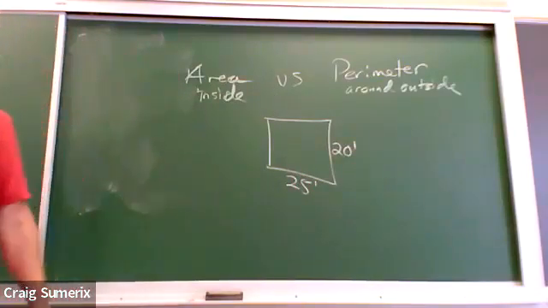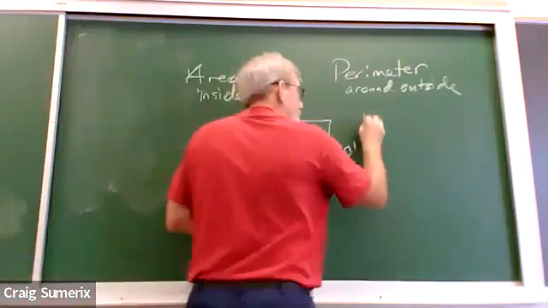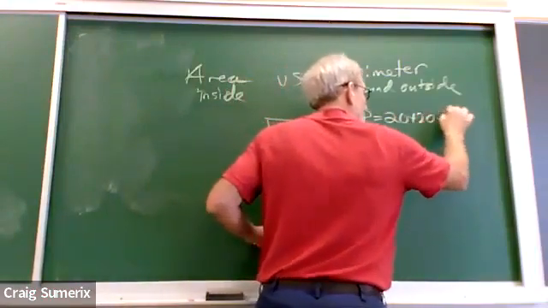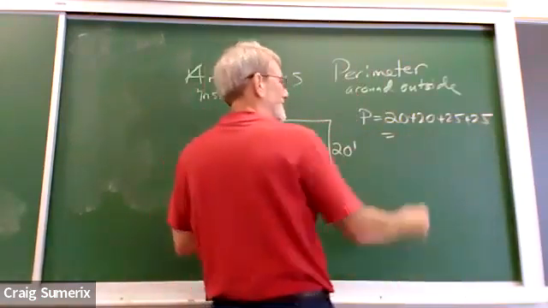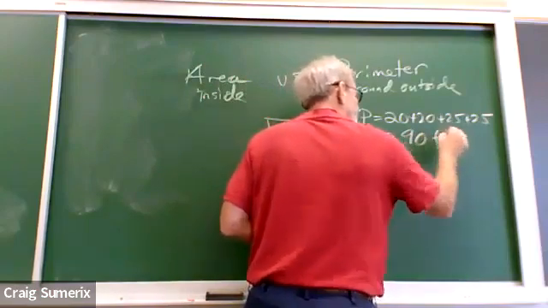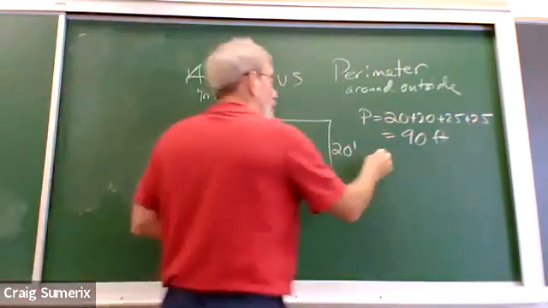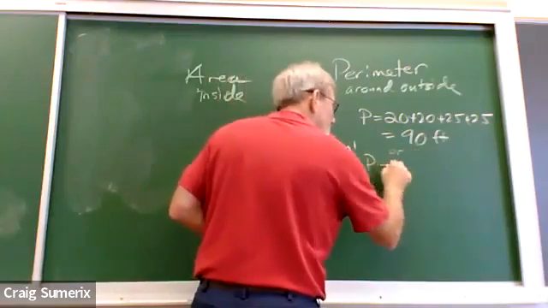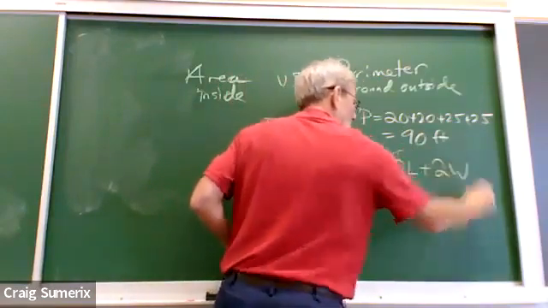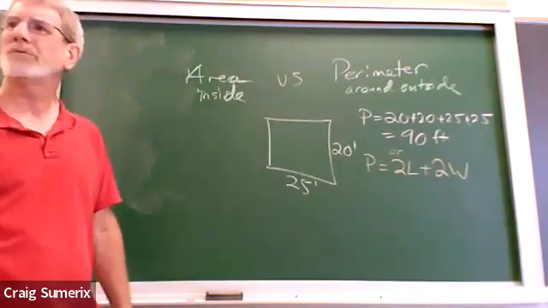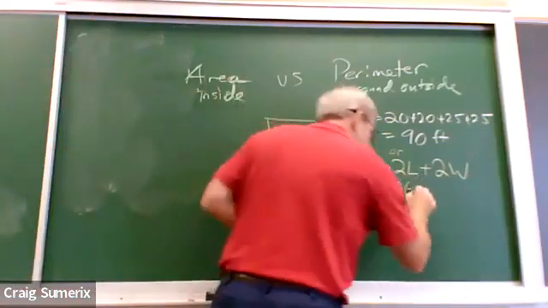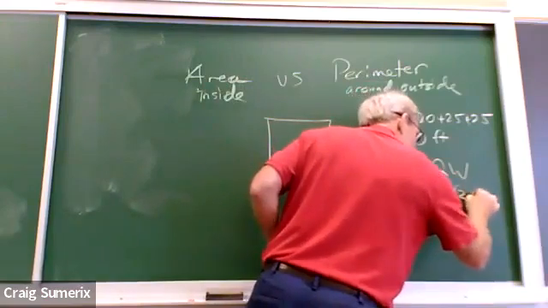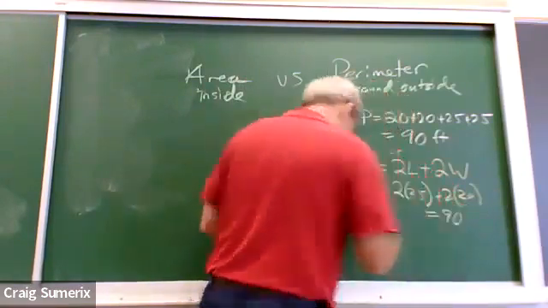How would you find the perimeter here? Add 25 to 25. Yeah. You could do the 20 plus 20 plus 25 plus 25. You get a total of what? 90? Yeah. Or your textbook is going to want you to use this. What's going on with that? 2L plus 2W. 2 times the length of 25, 2 times the width of 20, you still get 90.